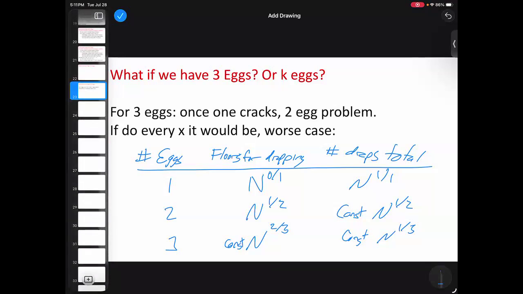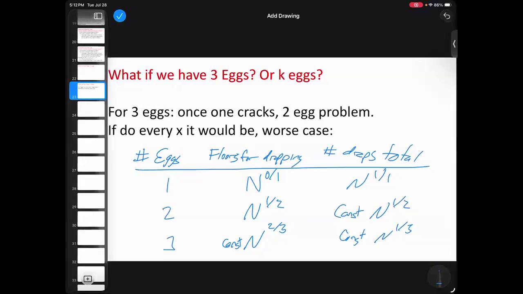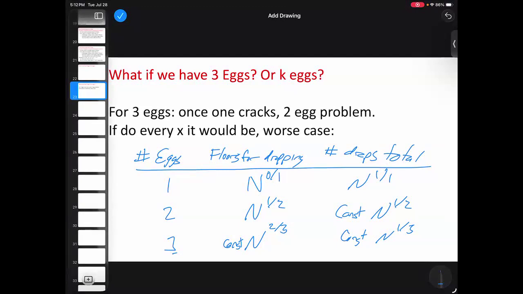So everybody is comfortable with proofs by induction? So I will assume that everybody has now done a proof by induction that these formulas are correct and they generalize. If we have k eggs, it's going to be some constant n to the (k minus 1) over k, and some constant n to the 1 over k. And everybody has proved that by induction. Does this mean we've proven that this is the best you can do? No, we've just proved with this method, you can do this.